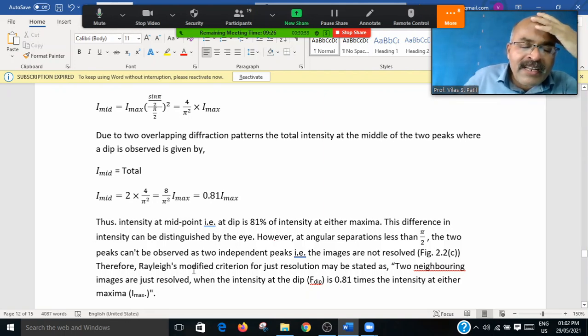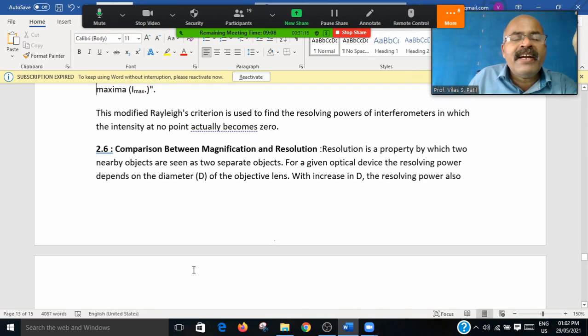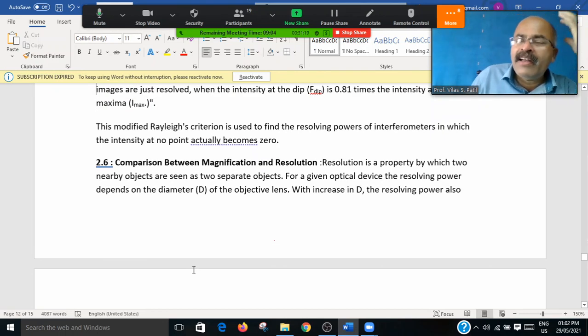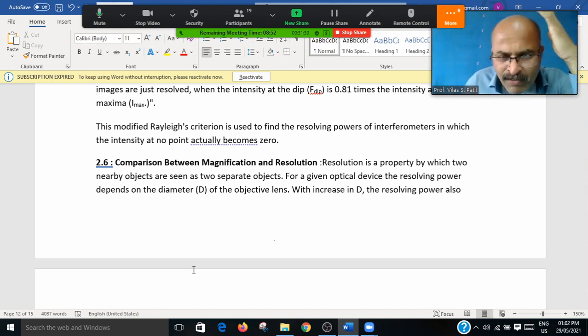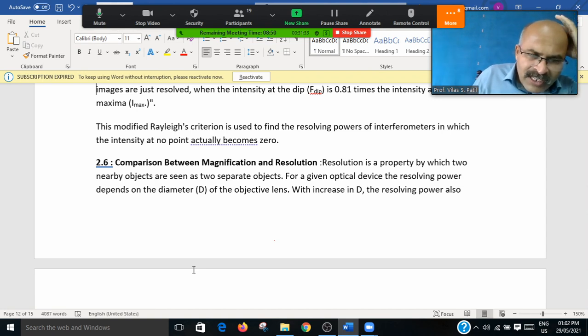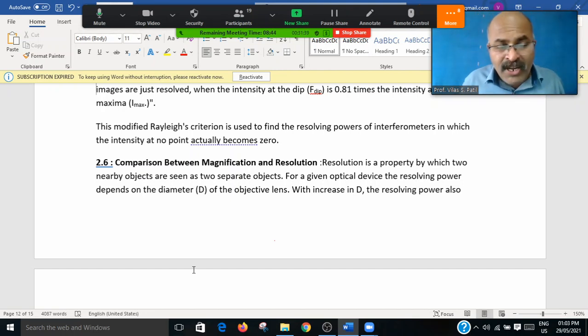Therefore, Rayleigh's modified criterion for just resolution may be stated thus: the two neighboring images are just resolved when the intensity at the deep point is 0.81 times the intensity of either maximum. This modified criterion is used to find the resolving power of the interferometer. Interference, and the instrument that locates interference is called an interferometer. The modified Rayleigh criterion is used to find the resolving power of the interferometer, in which the intensity at no point actually becomes zero.